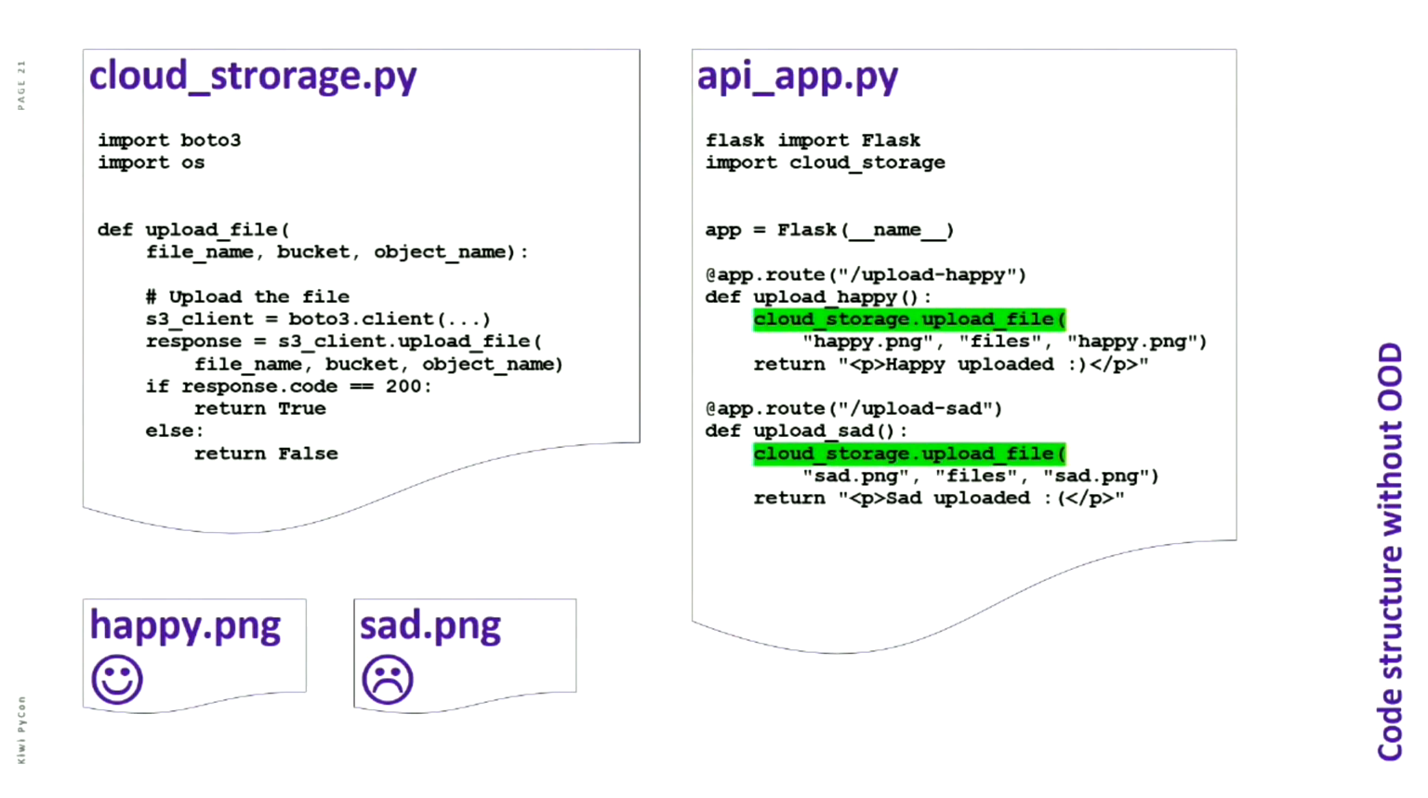So here's, just to set the stage, an example of a bit of code that has no dependency injection, obviously no object-oriented code in it either. Left-hand side, we've got a dependency, cloud storage, that does a file upload to AWS using the Boto library. And on the right-hand side, we've got our API app module that has a couple of endpoints defined on it using Flask. One to upload a happy face and one to upload a sad face.